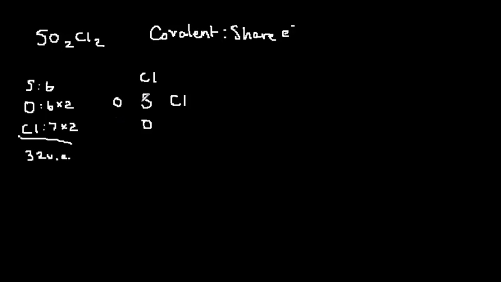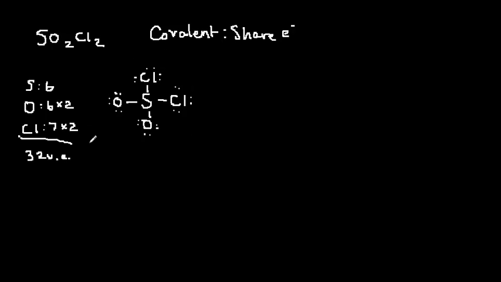All right, so the point of bonding is that we get 8 valence electrons. So everything here needs 8 valence electrons. 2, 4, 6, 8.